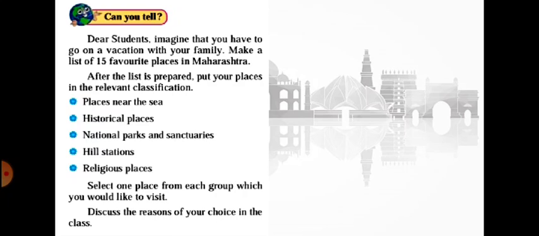Then select one place from each group which you would like to visit, and you should know reasons for your choice. Now, I'd like to share with you a few places that I'd personally like to visit as per the classification criteria given.